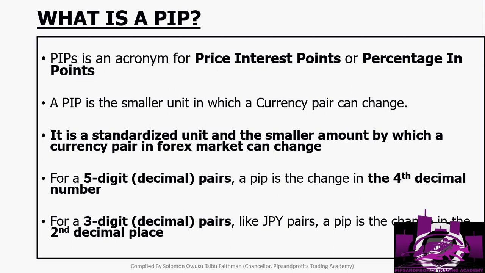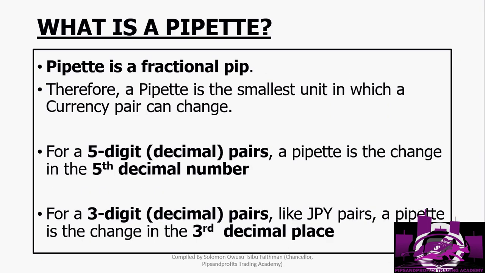Okay, let's continue. So we went through what a pipette is, and we said that a pipette is a fractional pip. Therefore, a pipette is the smallest unit. A pip is not the smallest. A pip is the smaller, and the pipette is the smallest unit. For a 5-digit pair, a pipette is the change in the 5th decimal number, and for a 3-digit pair, like the JPY pairs, a pipette is the change in the 3rd decimal place.